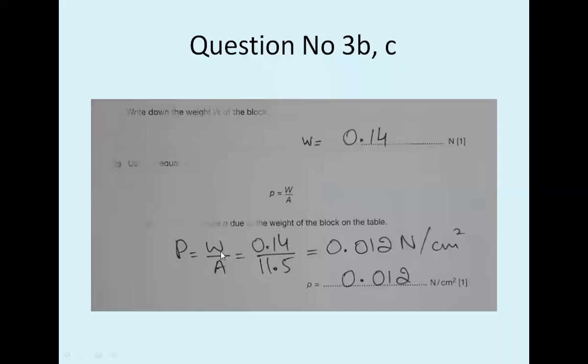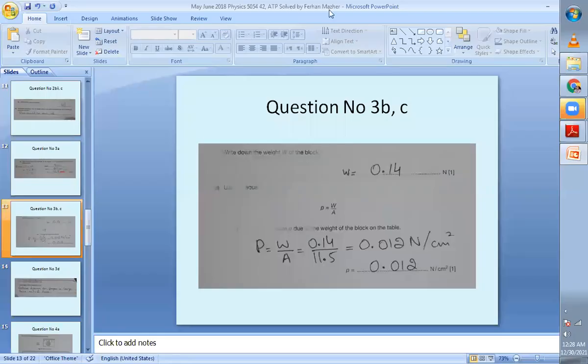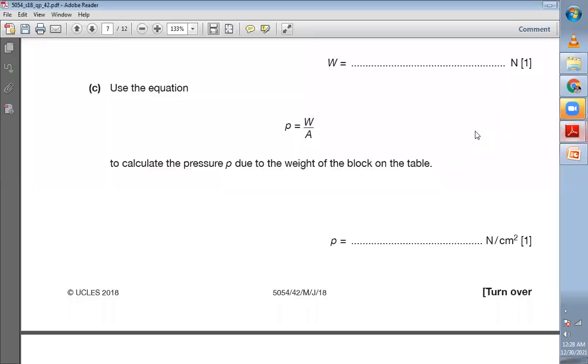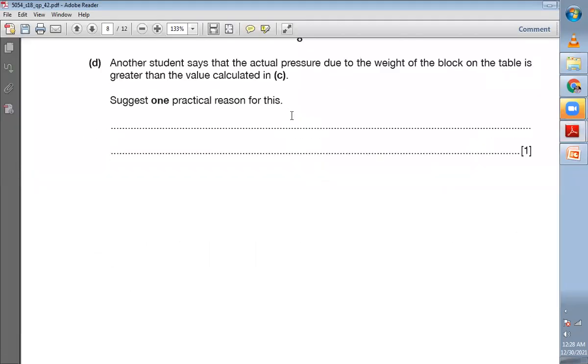So the pressure will be equal to weight divided by area, and it will be 0.14 Newton divided by 11.5 centimeter square. So when you enter this in your calculator, the answer will be 0.012 Newton per centimeter square. So that will be the pressure. Okay. So that's the question number 3.